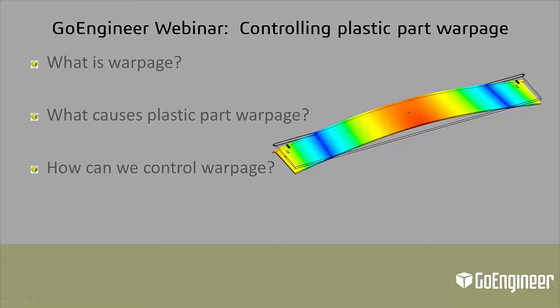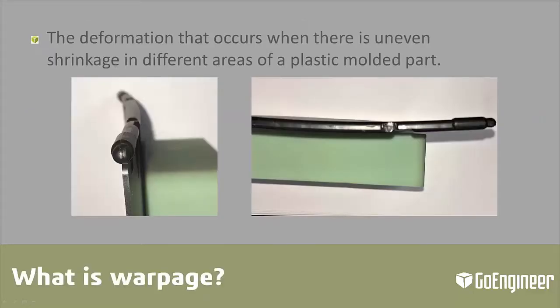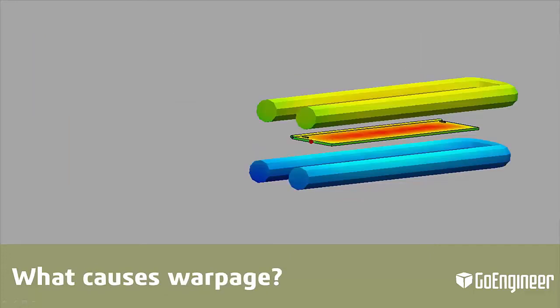So what is plastic part warpage? In any molding process, shrinkage is inherent in the injection molded plastic part. And warpage is the deformation that occurs when you have uneven shrinkage in different areas of a plastic molded part. So shrinkage will always be there with a plastic part, and warpage is just part of this. So what we have to do in the injection molding process is learn how to control the warpage. In learning how to control the warpage, we need to know what causes the warpage.